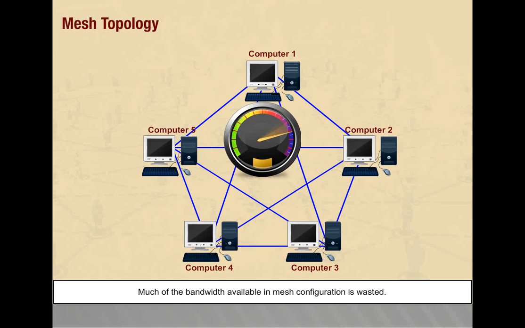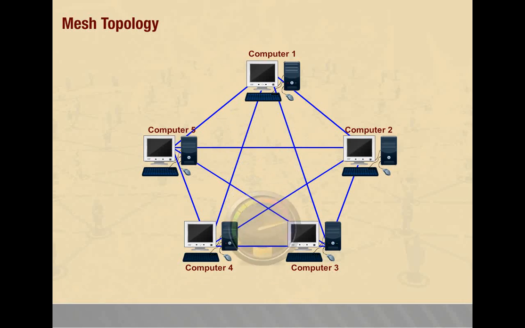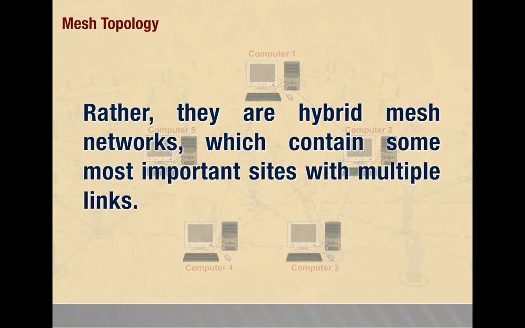Much of the bandwidth available in mesh configuration is wasted. Rather, they are hybrid mesh networks which contain some most important sites with multiple links.